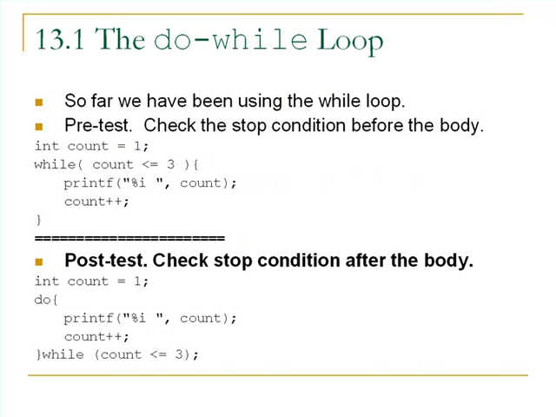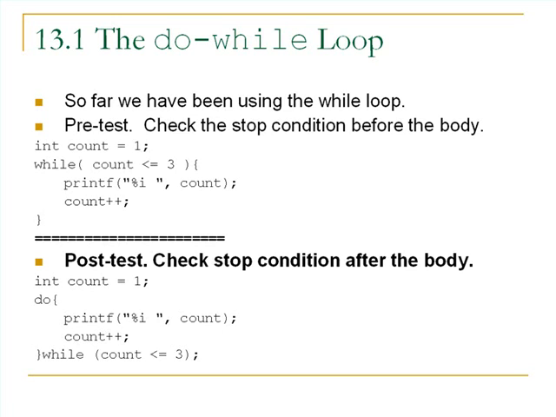Up until now, for repetition, we've been using the while loop. And here's the simplest example of a while loop. We have a counter variable that starts at 1, and then we say while count is less than or equal to 3, then output the count, and we're using our increment operator, count plus plus.